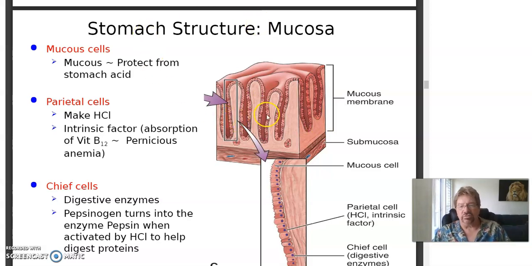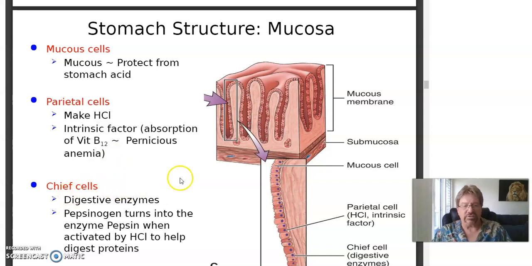Okay, stomach structure, mucosa. Here's all the rugae, mucous membranes. Mucus protects, we have a lot of mucus in the stomach, protects from the stomach acid. Guys, we have to have the acid, but we have to protect from it too. Parietal cells make hydrochloric acid, make intrinsic factor, which enables us to absorb vitamin B12 from our food, which prevents having pernicious anemia. Sort of, I didn't say pernicious anemia, but I said that a moment ago.